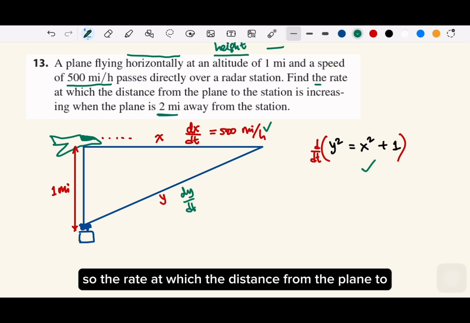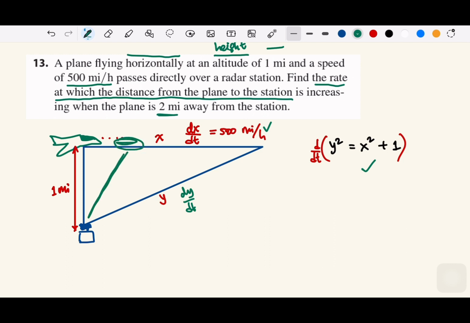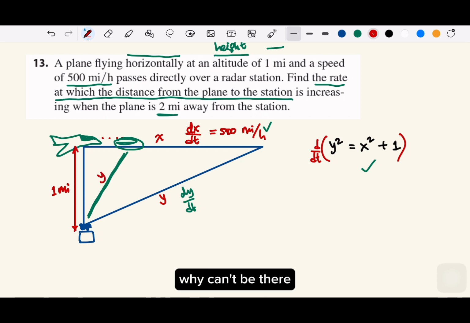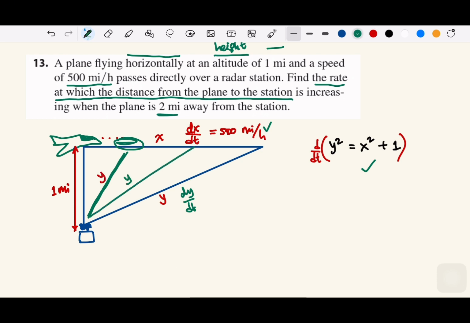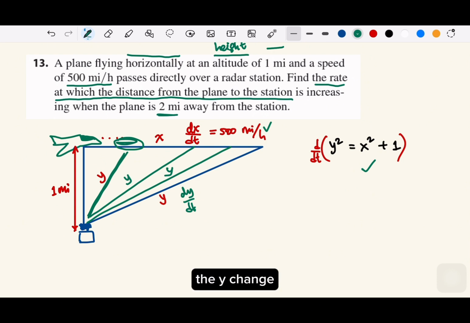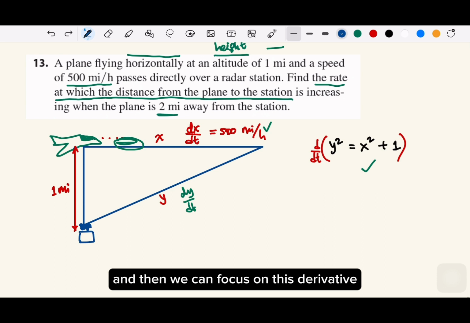The rate at which the distance from the plane to the station is increasing means that when the plane moves, there will be some change in how far the plane is from the station. It is best described with y. y can be there, y can be here, or there, right? The question wants to know the rate of this y, the y change, which means dy/dt. So let me undo everything here, and then we can focus on this derivative.